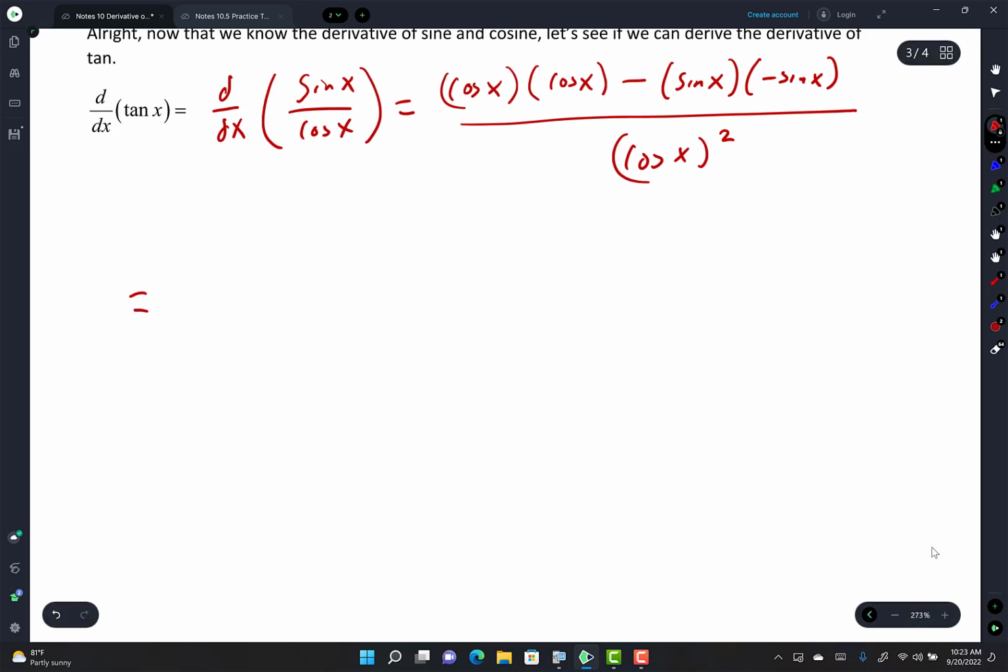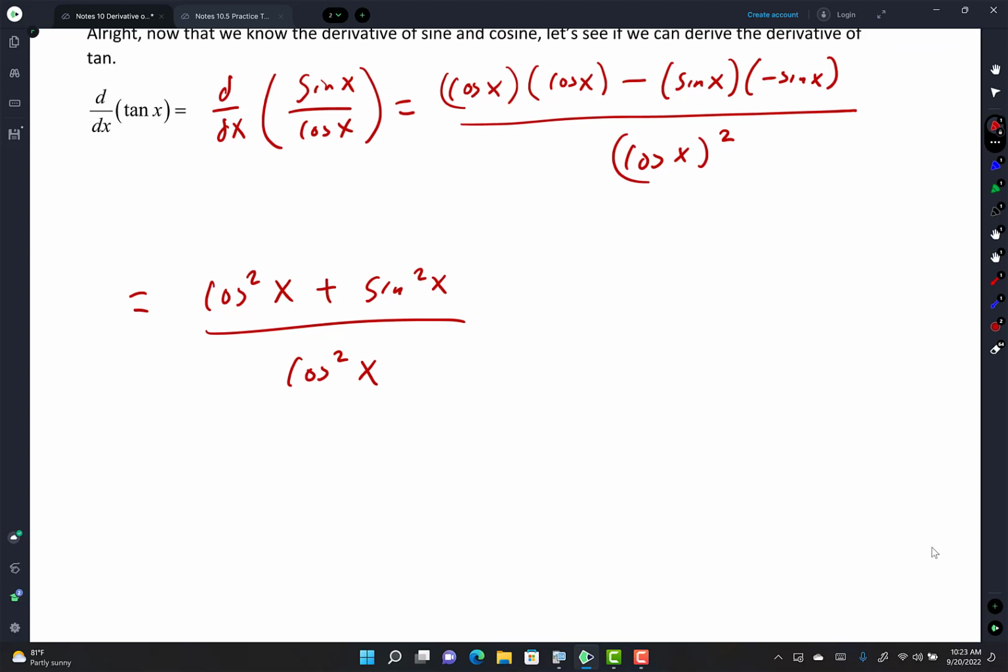Let's simplify this. So I'm going to have cosine squared, and you don't have to write all these steps if you already see it, plus sine squared x all over cosine squared x. And then here comes the Pythagorean formula again. What's cosine squared plus sine squared? 1. So I have 1 over cosine squared x.